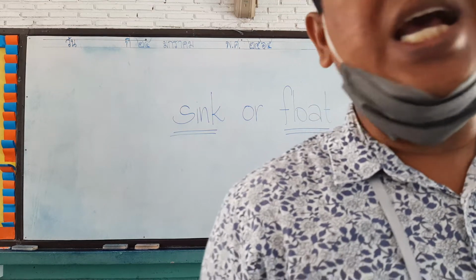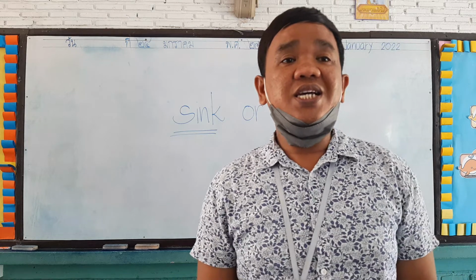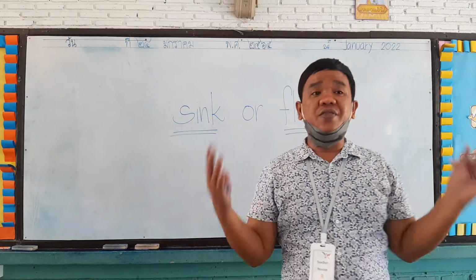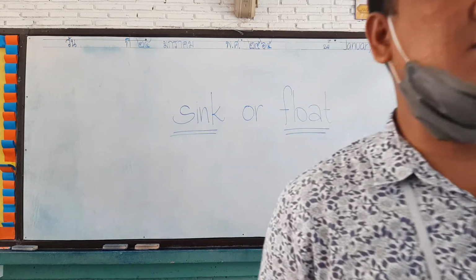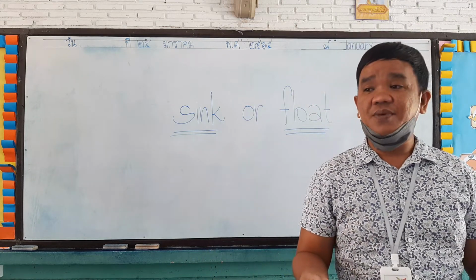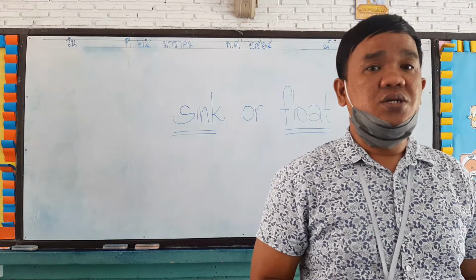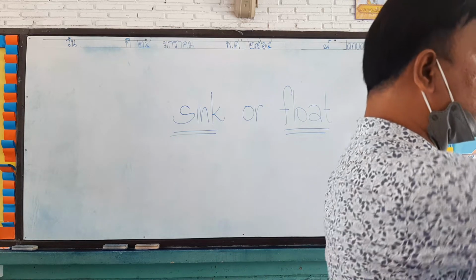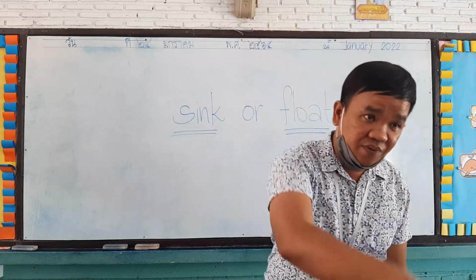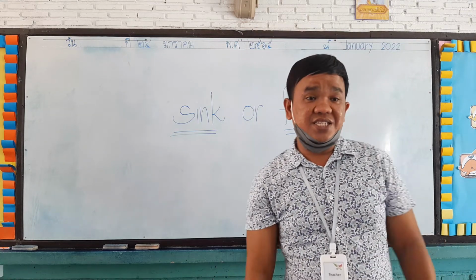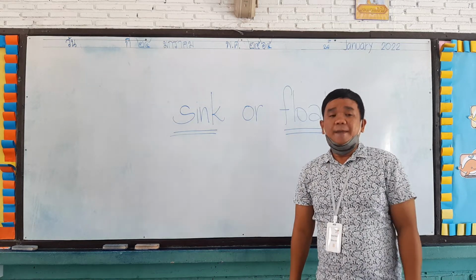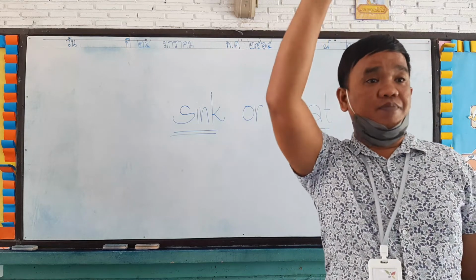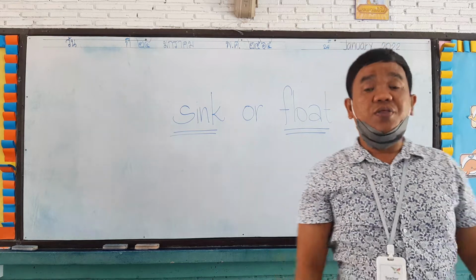There are fish. Does the fish sink or float? It's under the sea. So all the things that you can see under the sea sink, and those things that you can see above the sea float. If you throw a stone on the beach, what will happen to the stone? It will fall down to the ground of the sea. But if you throw a ball to the beach, what will happen to the ball? It stays above the sea. So that is float.